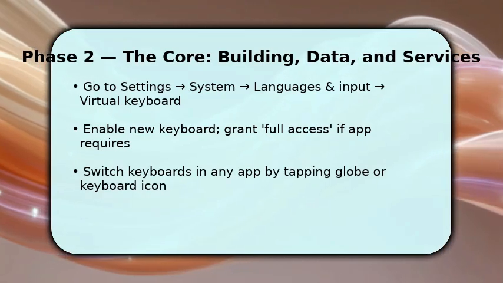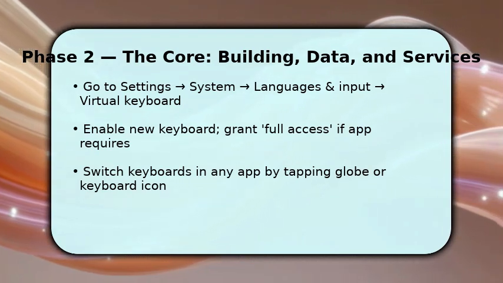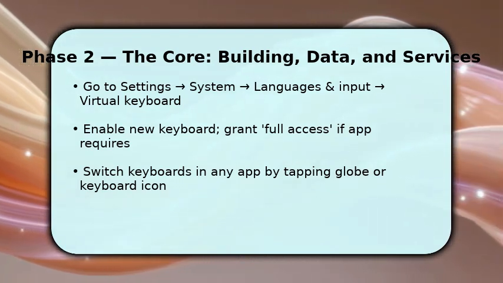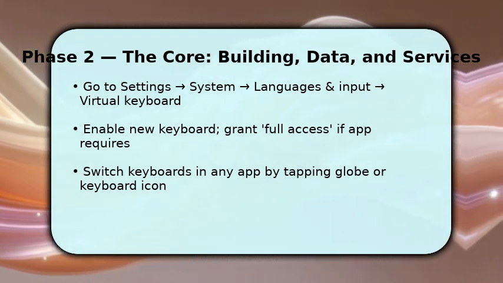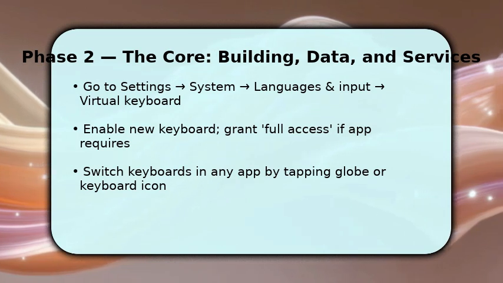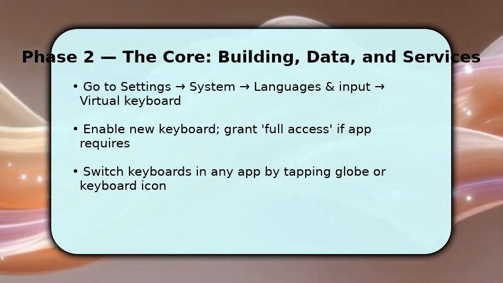Next, you enable and select the new keyboard in Android settings. Go to Languages and Input, pick Virtual Keyboard, then enable the installed iPhone emoji keyboard. Once enabled, grant full access only if the app needs it to send image-based emoji.